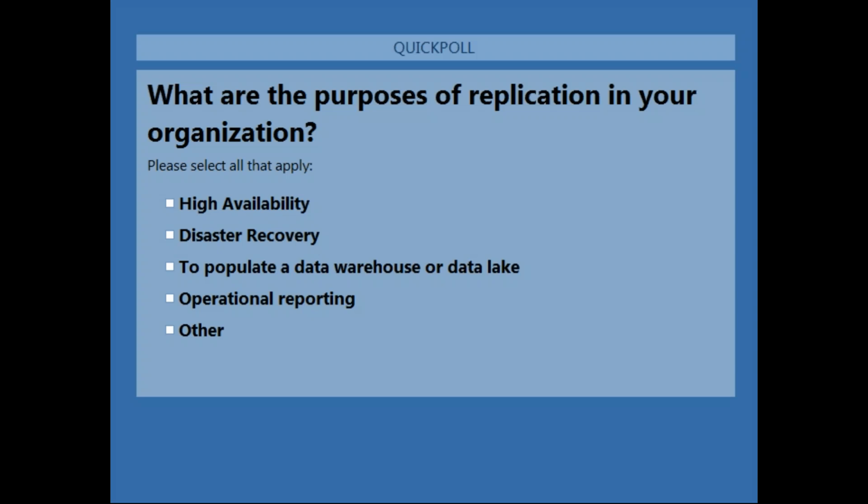And folks are weighing in. And just as I would have suspected, just all over the map, there is not one of these items that is not used by a significant percentage of our audience today. So we're looking at somewhere in the order of 54% for high availability, 29% for disaster recovery, 51%, 52% for data warehouse, data lake, operational reporting, and then 21% for other. So thank you.